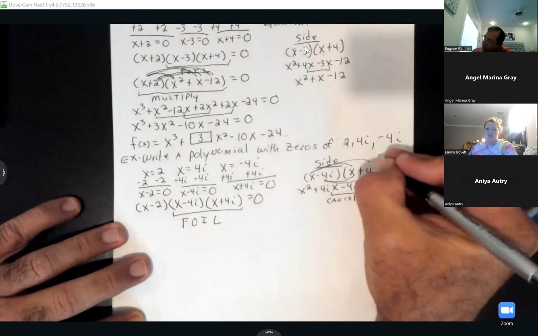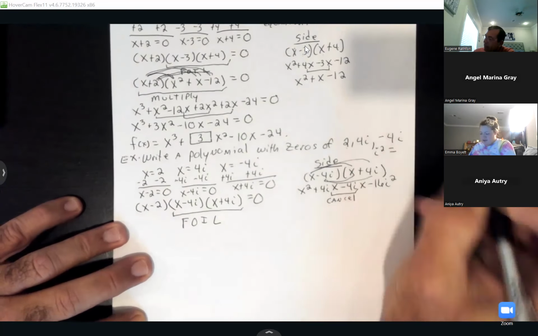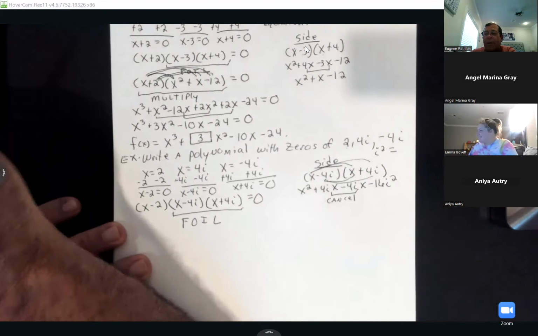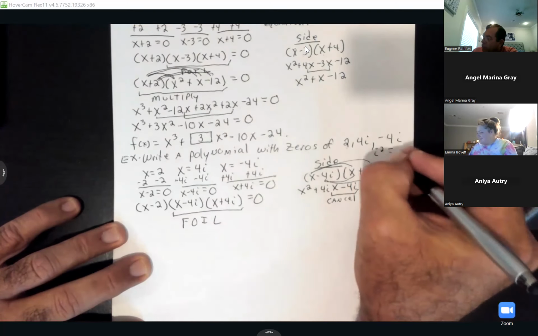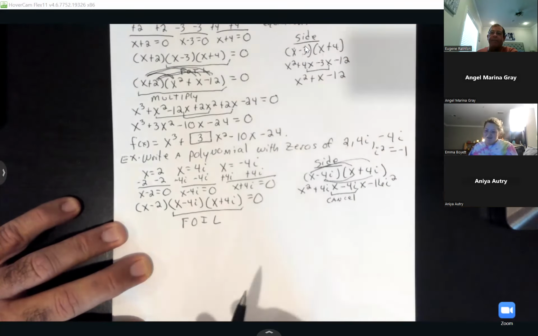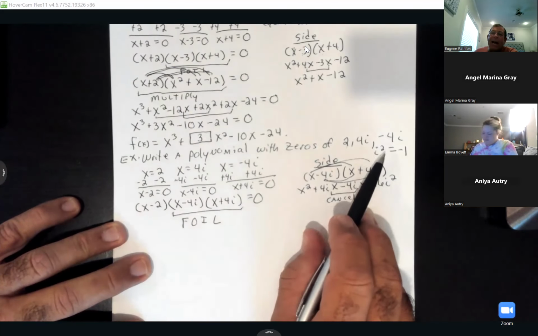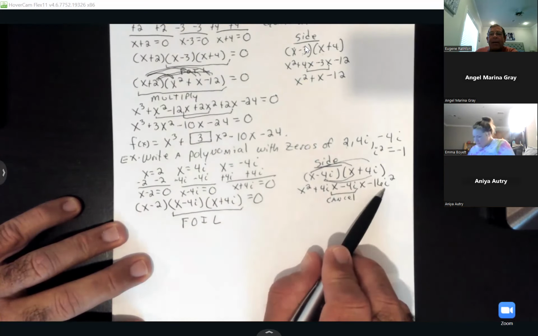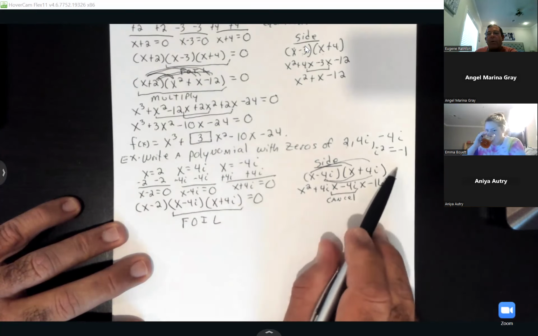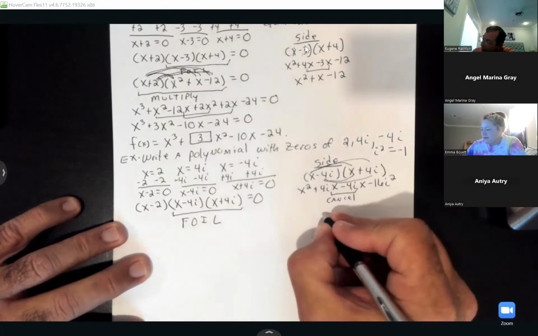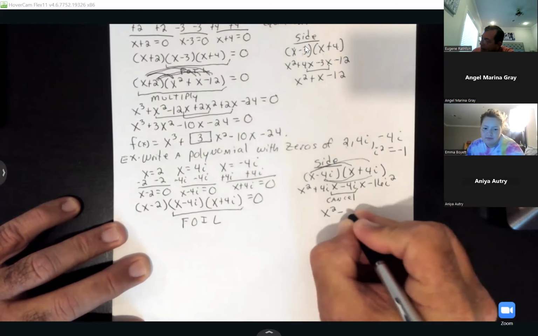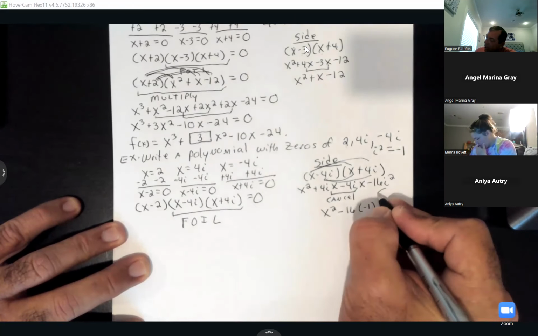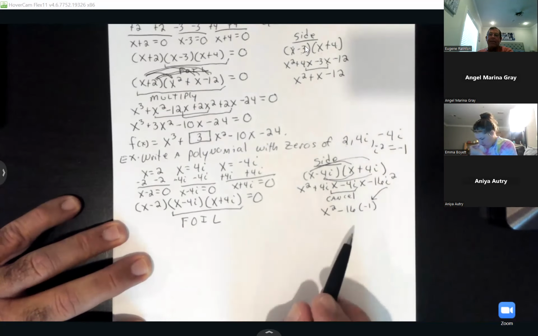And y'all, here's a question for y'all. If you get an i squared in your problem, i squared equals a negative 1. Y'all remember that? i squared equals negative 1. So if I get an i squared in my problem like I got here, I'm going to replace that i squared with a negative 1. So that this becomes x squared minus 16 times negative 1. So notice, I turned that i squared into a negative 1, like I said.